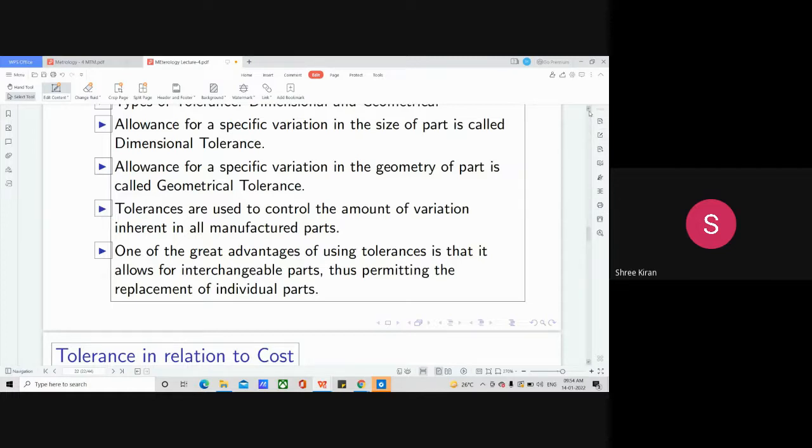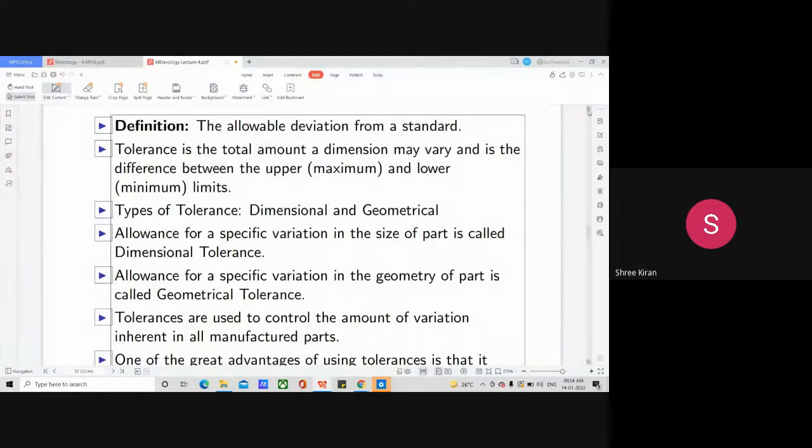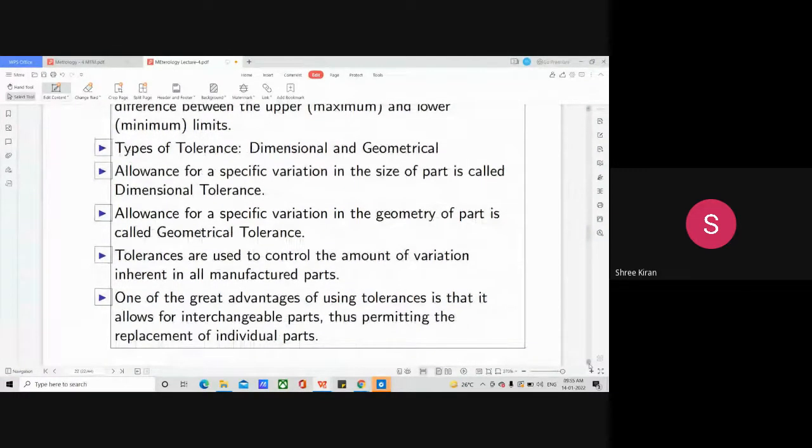Tolerance is an available deviation. Its amount of dimension may vary with respect to an upper limit and a lower limit. There are two kinds of tolerances: one is dimensional, regarding the size of the part, and the second is geometrical, regarding the geometry of the part. Another is the variations inherent to all manufactured parts. One of the great advantages of using tolerance is that it allows for interchangeable parts, thus permitting the replacement of individual parts.